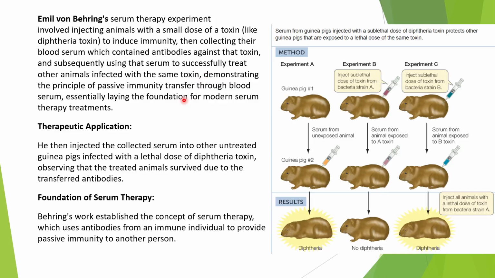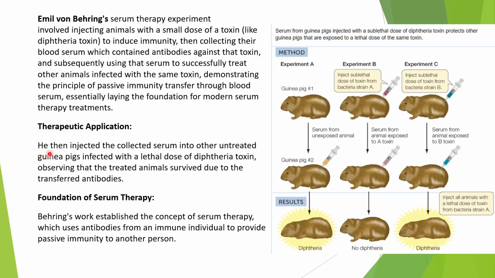So first what he did was he injected an animal with a small dose of the toxin which was enough to invoke an immune response or any sort of antibody production, etc. Then he collected the serum from that animal and then injected that into another animal which was also infected with the same toxin, but this toxin would be lethal. So this could cause a disease and eventually kill the animal, but then because of the serum that was transferred into this new animal, the passive immunity was transferred. So this is the foundation to the serum therapy treatments.